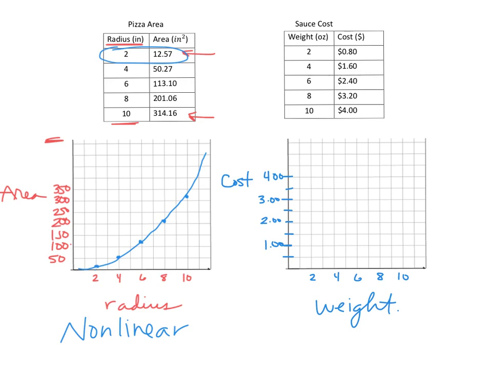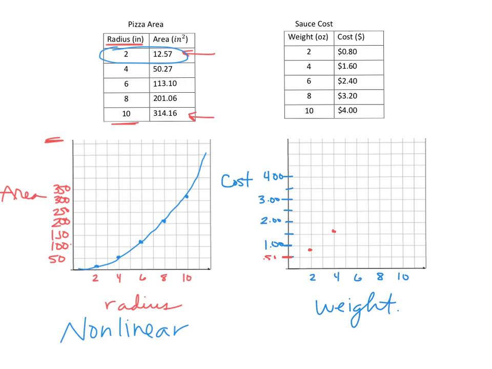Okay. So then we need to plot our points. So 2 ounces costs 80 cents. So if you go 2 and up to 80, remember this one's 50 cents. So from 50 to 80, are we going to be closer to the 50 or the dollar? Closer to the dollar for 80 cents. So that's going to be like here. Okay. Then for 4, it's going to be $1.60, which is going to be just above the $1.50 mark.